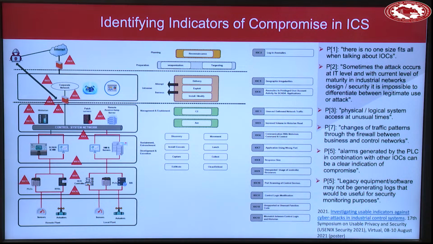So he looked into investigating usable indicators against cyber attacks in industrial control systems, and he published it in the Symposium on Usable Privacy and Security. What is usable security? Have you heard this term, usable security? Usable security is simply the security of a product that users, clients, use. For example, any product on your mobile, right? So we wanted to look at what the security is for that application that people use, and how useful that product is in terms of security.